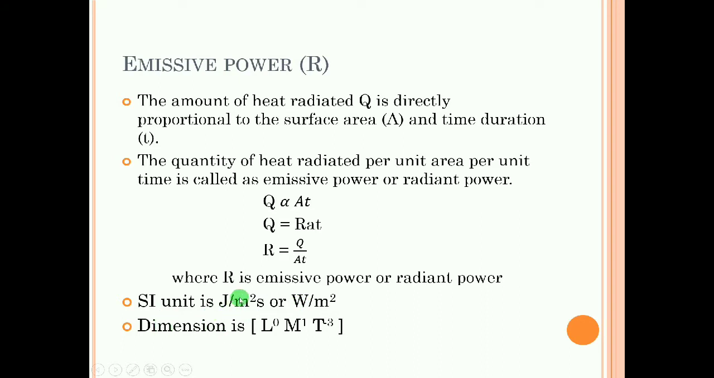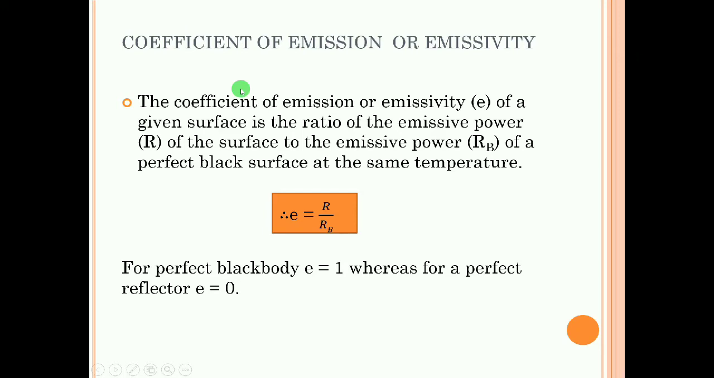So the dimension here, for joule, is equivalent to kilogram meter square per second square. That is M¹ L² T⁻² divided by meter square, that is L², and second, that is T¹. So the resultant dimension we find here is L⁰ M¹ T⁻³. Okay, so this is the dimension of emissive power or radiant power.